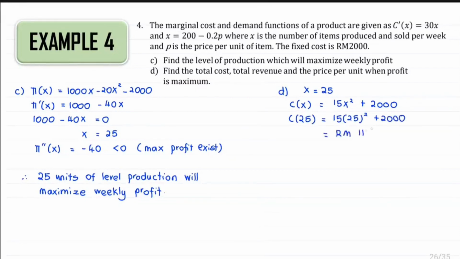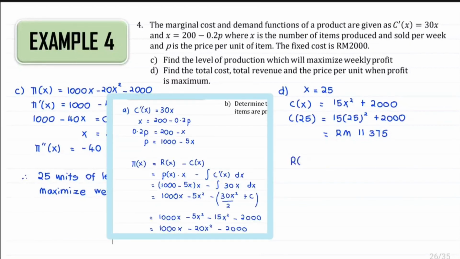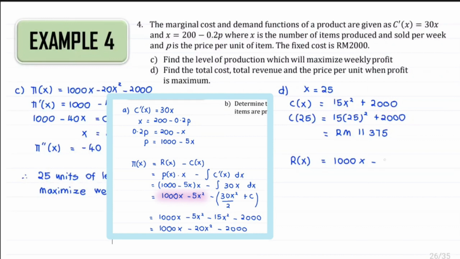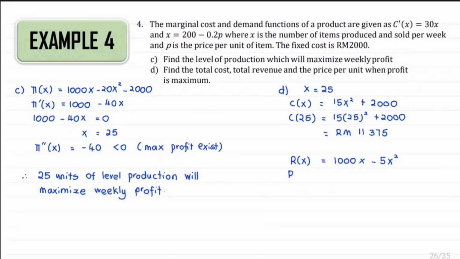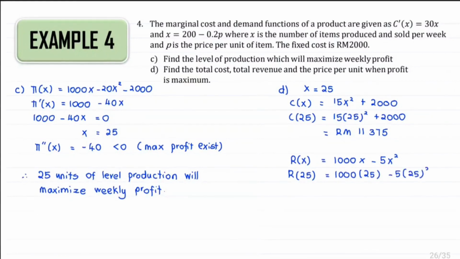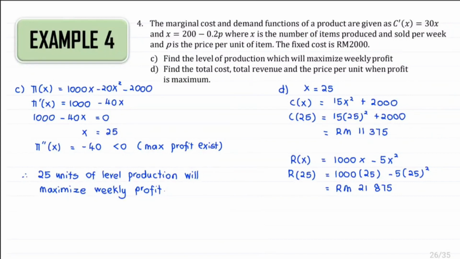Then we get the answer RM 11,375. Okay, next we find total revenue. Our function R(x) is 1000x minus 5x², the previous answer. So we substitute x = 25, we get 1000 times 25 minus 5 times 25². Then we get the answer RM 21,875.